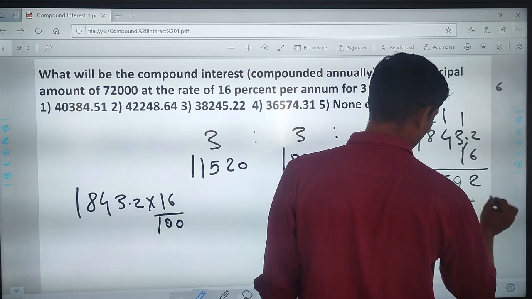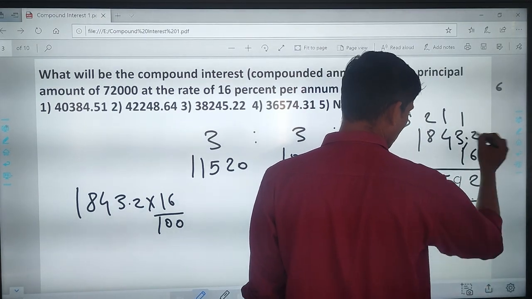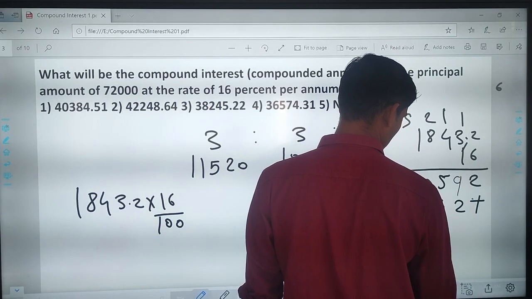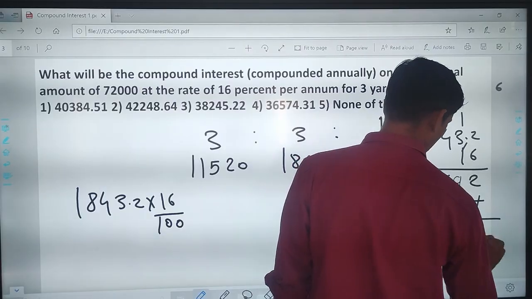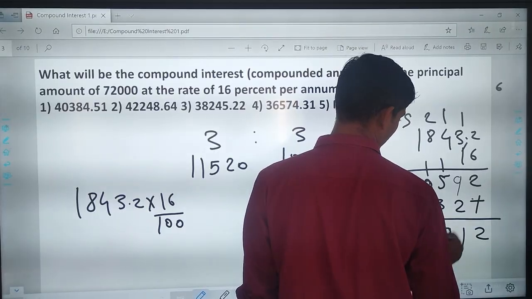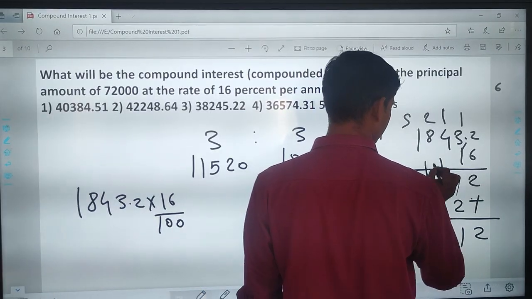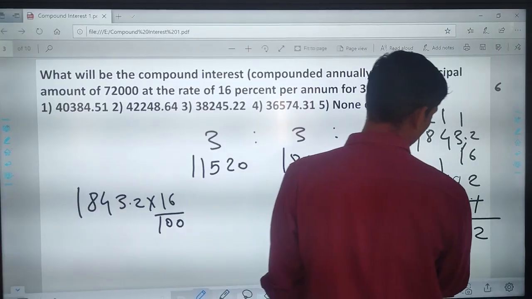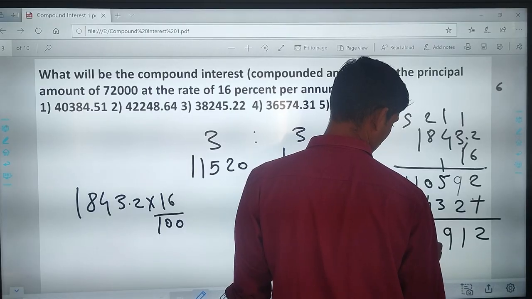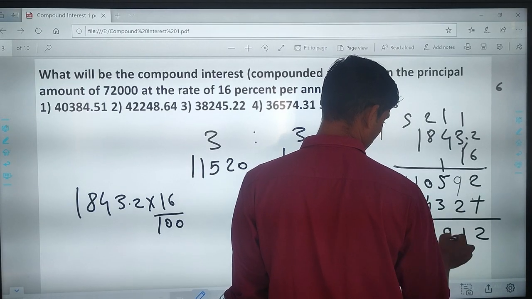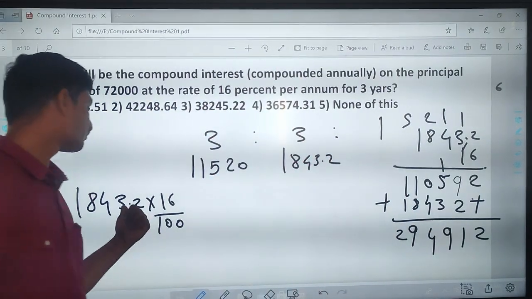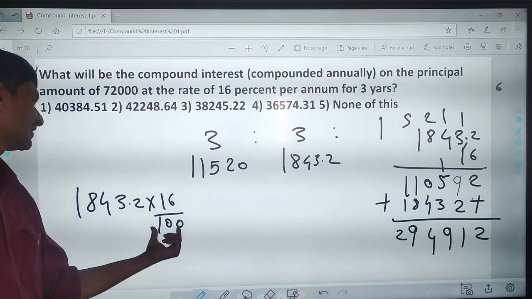Now here, the point we will take later. Then here is 1 point and there are 2 zeros here.